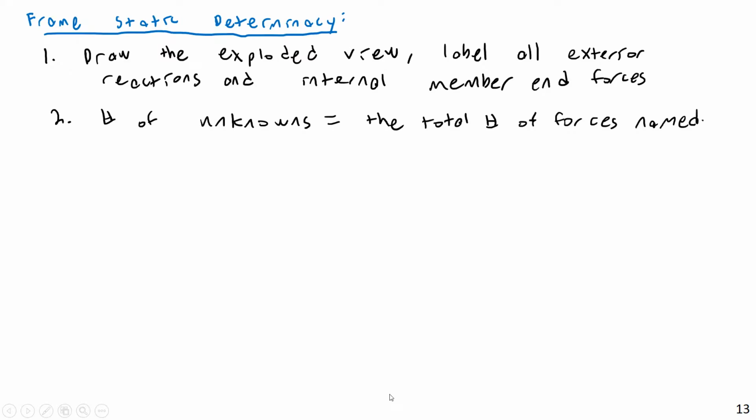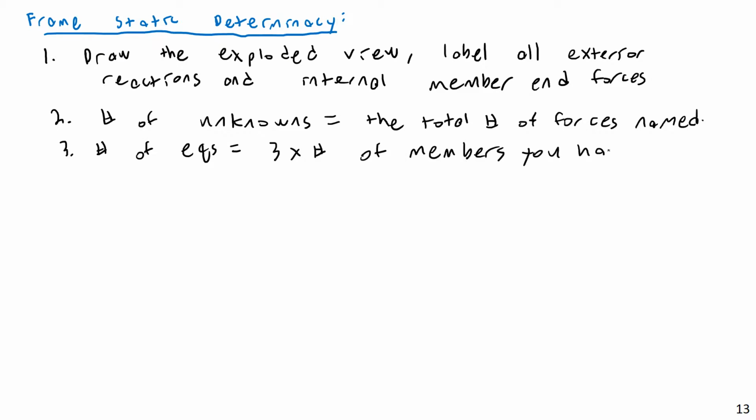And because each individual member is a rigid body, your number of equations is going to be 3 times the number of members you have. And therefore, if your number of unknowns is equal to or less than your number of equations, then your system will be statically determinate.